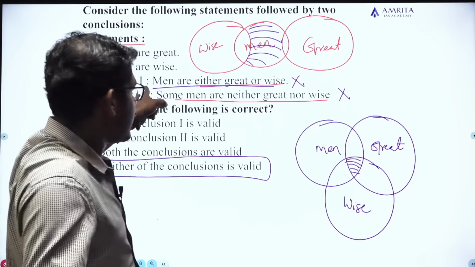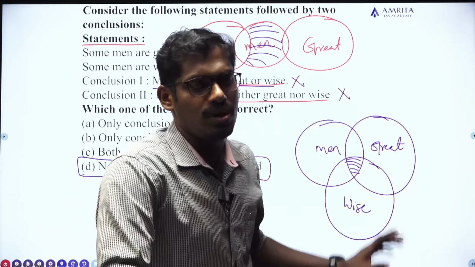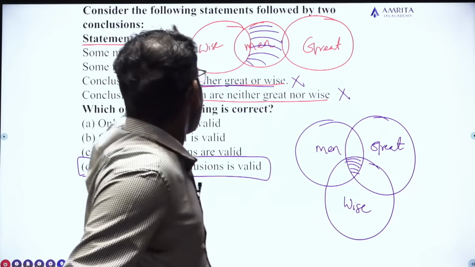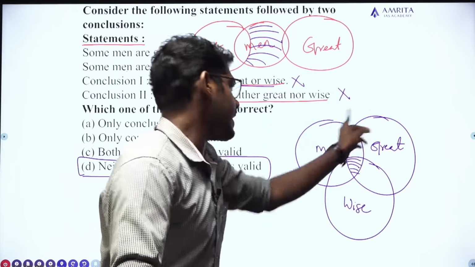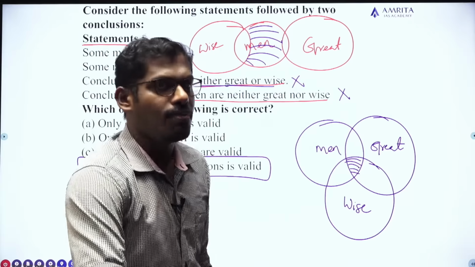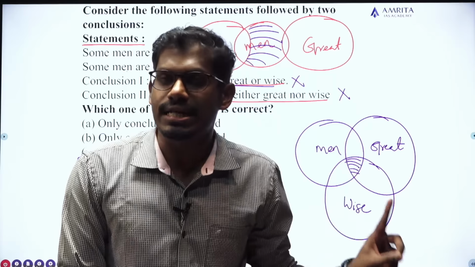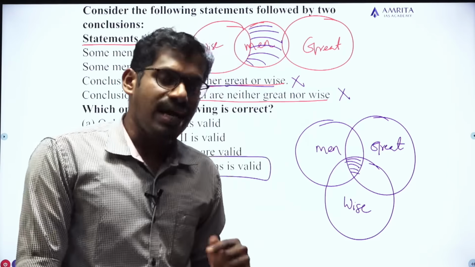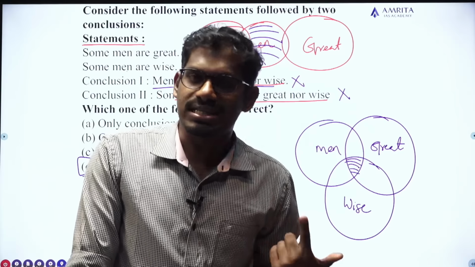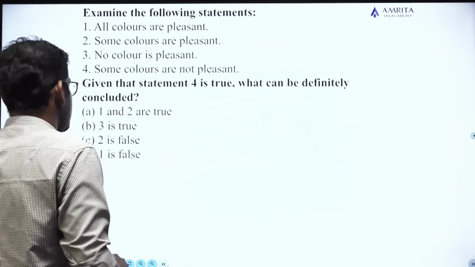The first conclusion is incorrect. The second conclusion is incorrect. Both were proved incorrect in two different ways, without violating the basic statements that some men are great and some men are wise. We have modified our Venn diagram according to our need without violating the basic statements. So that's a very crucial thing. Clear? That's where our intelligence or logical reasoning plays a very big part. So that's for the second question.